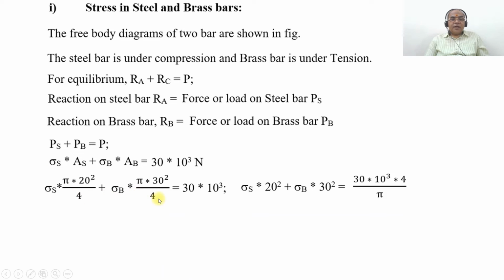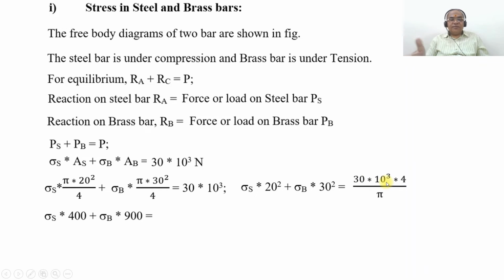When you are taking the common factor, 30 into 10 to the power of 3 into 4, because 4 is the common factor here, and pi is also there. You can take pi by 4 outside and write it as sigma S into 20 square plus sigma B into 30 square. So on cross multiplication, which is equal to 30 into 10 to the power of 3 into 4 by pi. So that is how you are going to get this value.